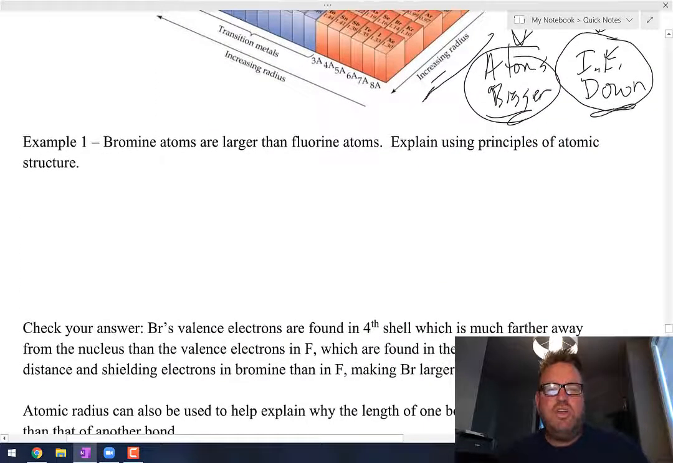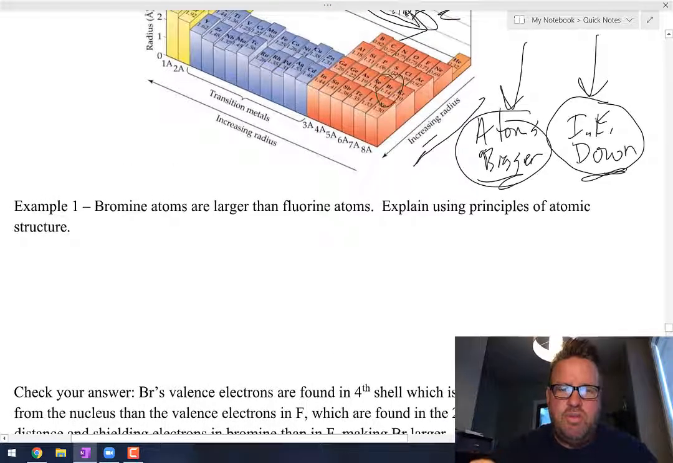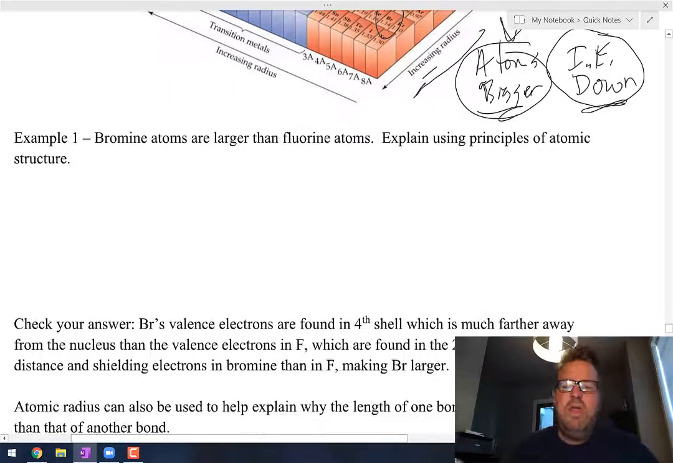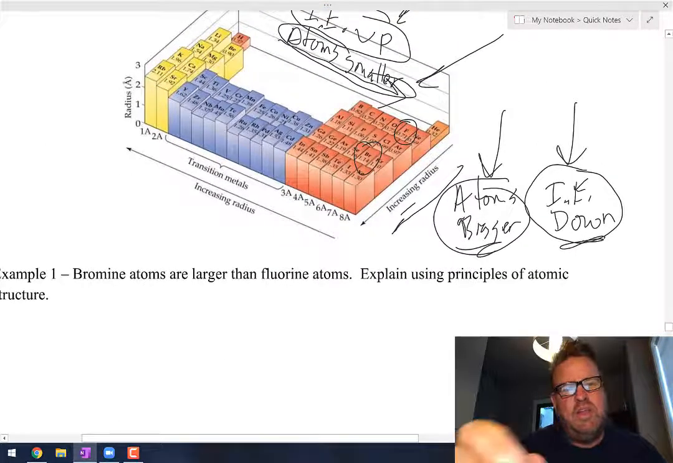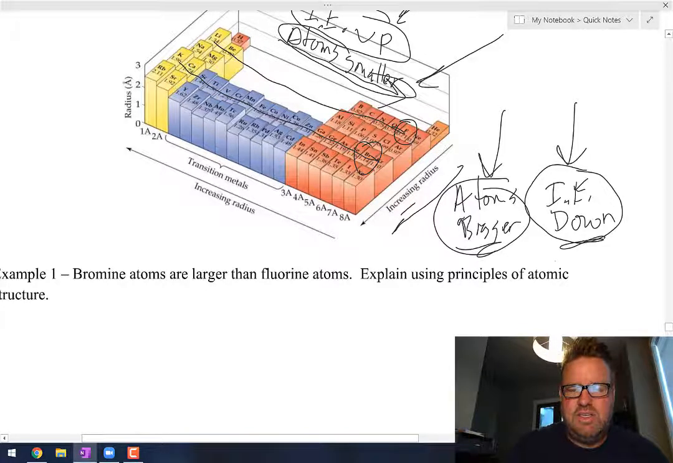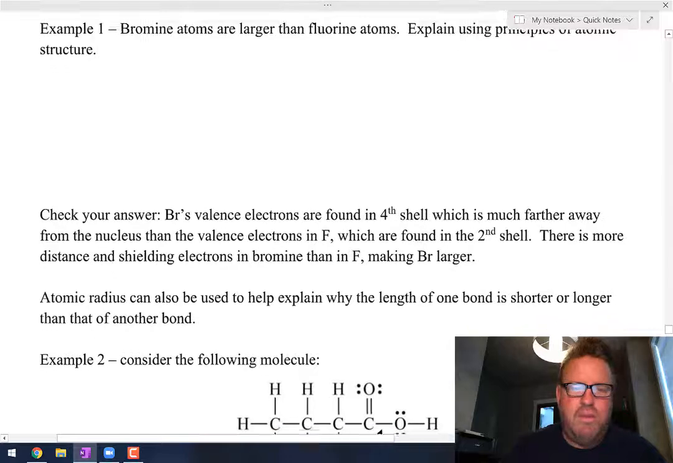Okay, bromine atoms are larger than fluorine atoms. Again, look at the periodic table. There's bromine, there's fluorine. Explain using principles of atomic structure. And again, you can be specific like I am here. Bromine's valence electrons are found in the fourth shell, which is much farther away from the nucleus than the valence electrons in fluorine, which are found in the second shell. That's a good way for you to tell the grader, look, I know electron configuration. I know that bromine has way more electron shells than fluorine does, and by looking at the periodic table, you know that bromine, yep, is in the fourth shell, and fluorine, yep, is in the second shell. So that's a great way to describe it.